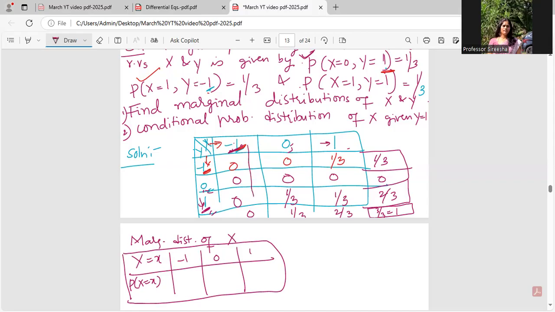So the marginal probability distribution of X: for X equal to -1, if I see here, it is 0. Marginal probability of 0 is 1/3. Marginal probability of 1 is 2/3. Okay, that is for X.